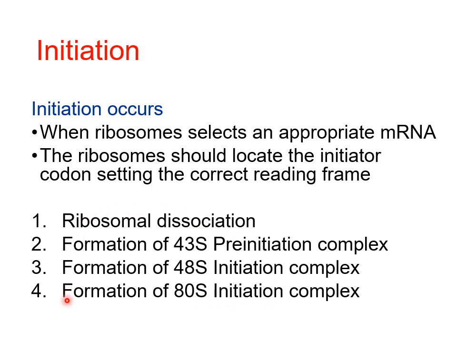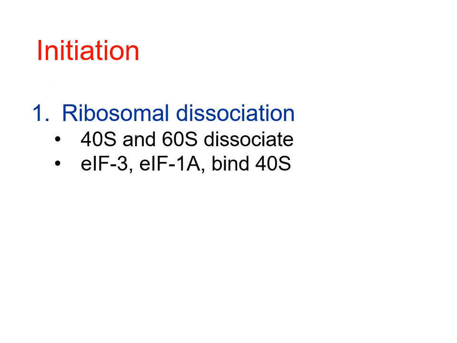Now let us study in detail the different steps of this initiation process. Coming to the first step, that is the ribosomal dissociation. Ribosomal dissociation here means the 80S ribosomes are split into the 40S smaller subunit and 60S larger subunit. This occurs with the help of eukaryotic initiation factors 3 and 1A. These two factors are called dissociation factors, and they bind to 40S and stabilize the structure.